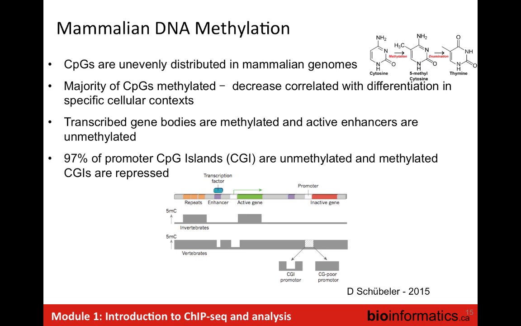But here are some basic concepts around DNA methylation. So you all know that CpGs are unevenly distributed in the mammalian genome, right? And why is that? I'm going to ask you guys questions. Why are CpGs unevenly distributed in the mammalian genome? You guys are all epigeneticists.